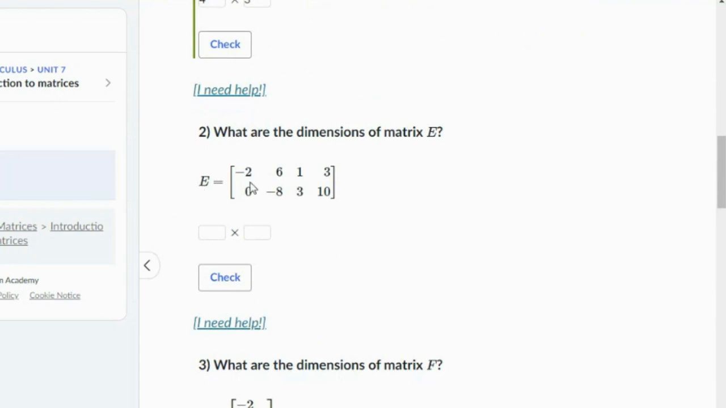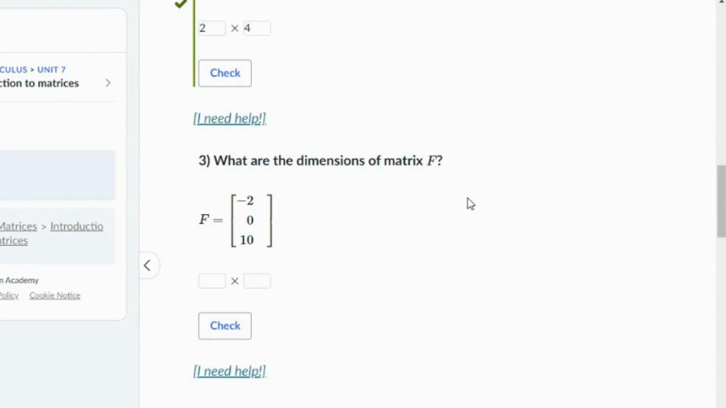All right, here's another one. Matrix E. What are those dimensions for matrix E? 2 by 4. It's a piece of lumber, 2 by 4. I see 2s. I see 4s. Let's see if that's right. Yes, we got a check mark again.